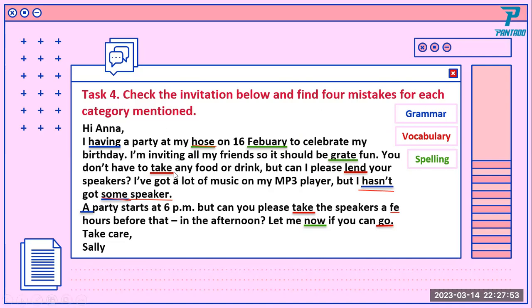Okay, vocabulary. You have take. Okay, you don't have to take drink. Next is speaker. I haven't got some speaker. Next is take, but can you please take the speaker? It's get the speaker. Okay, spelling, host. February, it's not Feb, there's letter R. Great should be G-R-E-A-T, great friends. Let me know, spelling, there is letter K, K-N-O.